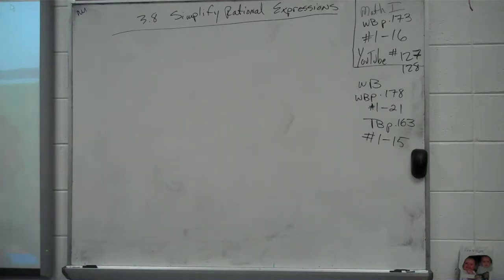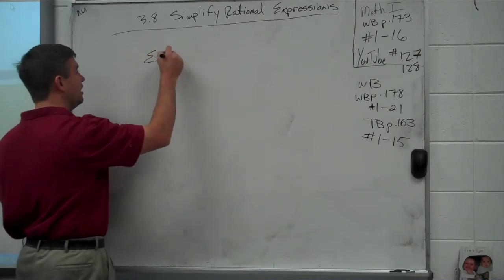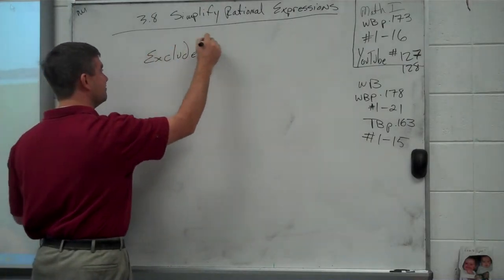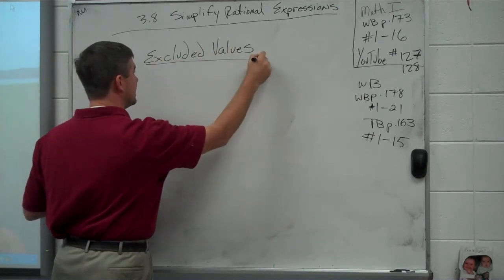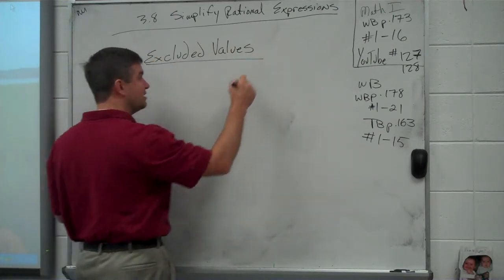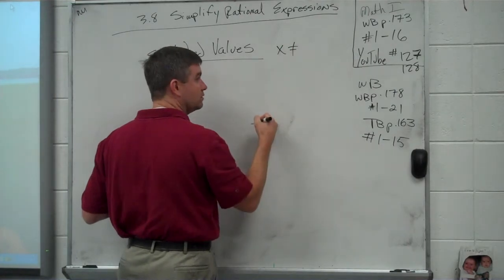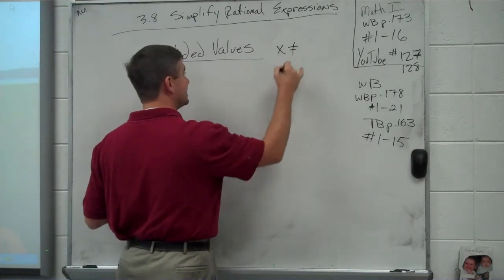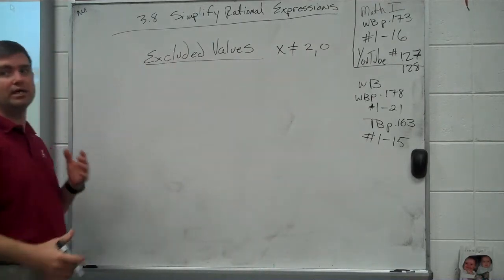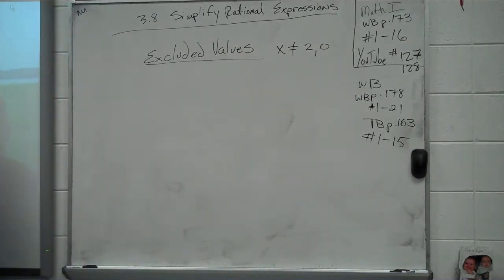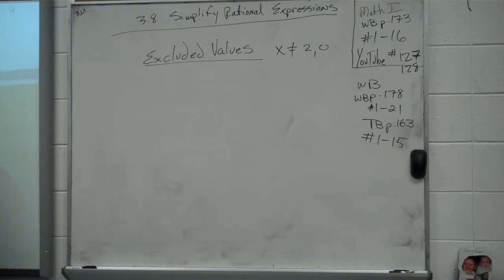And there's two things in that. The first thing is excluded values. Write that down, excluded values. Excluded values are any values that x cannot equal. Okay? We can say x cannot equal 2 and 0. Right? That would be two excluded values. There might not be any excluded values. There might be 1, there might be 2, there might be 3 excluded values.